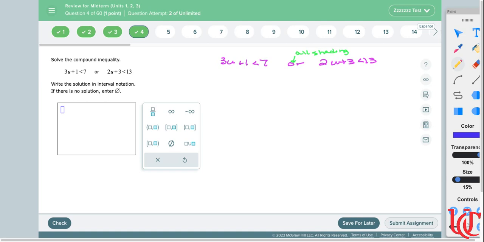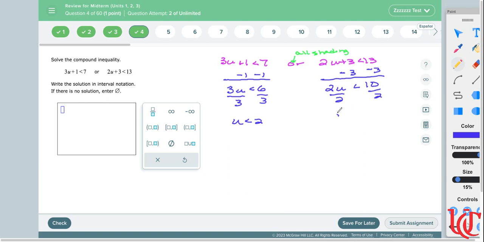Yet again, we're going to do each problem separately. So we're going to get the u by itself by getting rid of this 1 on both sides. So I have 3u is less than 6. Divide by 3. And I get u is less than 2. Get u by itself here, so subtract 3. We have 2u is less than 10. Divide by 2. U is less than 5.